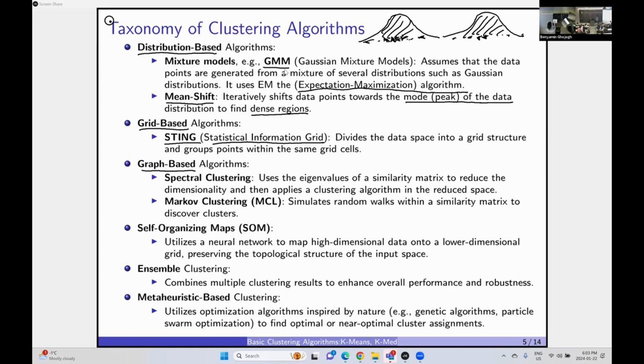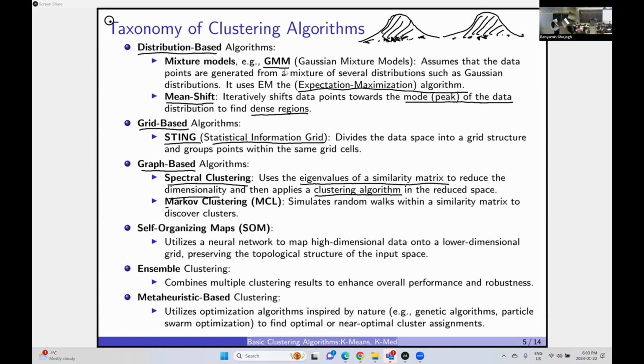Graph-based algorithms, spectral clustering is one of them, which is very interesting, and hopefully we'll cover it today if we have time. Basically, it uses the eigenvalues of the similarity matrix to reduce the dimensionality, and then applies a clustering algorithm in the reduced space. So it is closely related to dimensionality reduction. And it uses the Laplacian matrix of the graph. Have you passed any graph theory course? No. Okay, we'll see. So it uses the Laplacian matrix in order to cluster data.